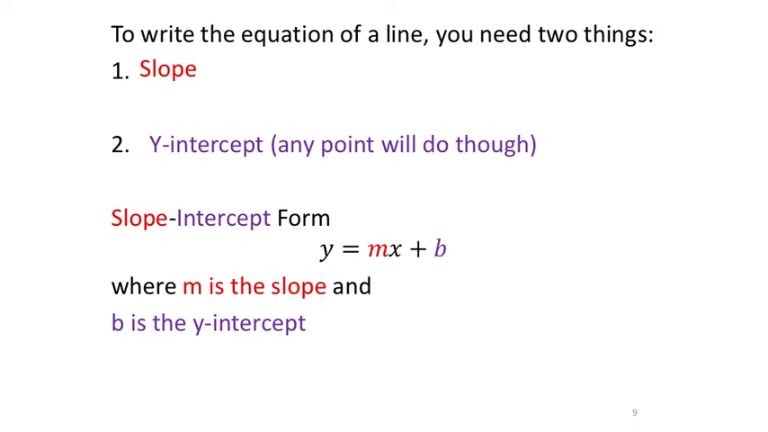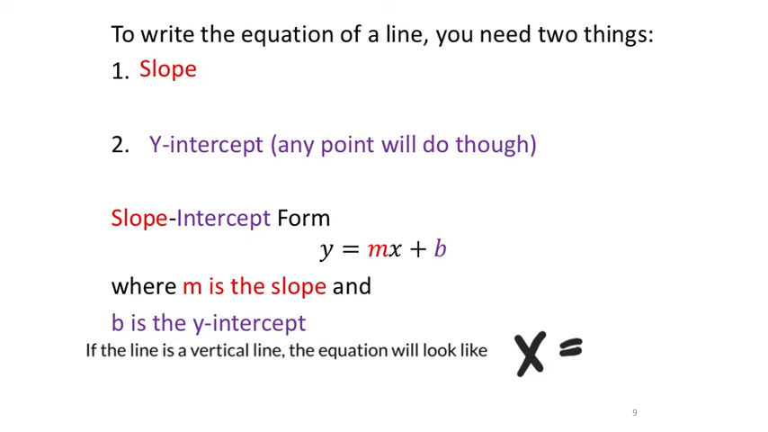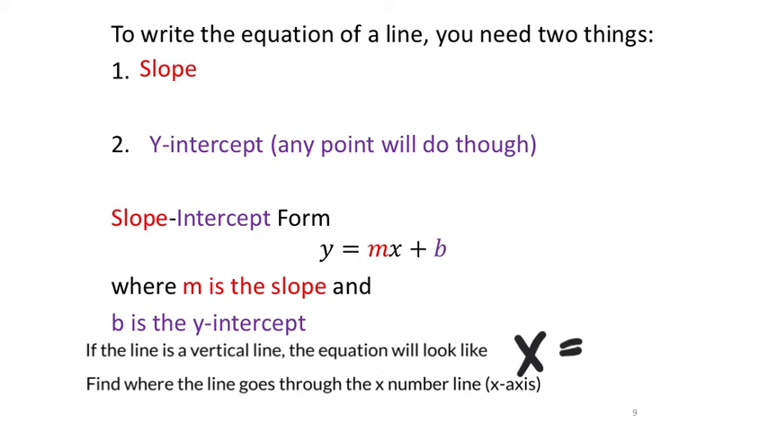So now they're going to say, well, here's a graph, now write the equation. Okay, well, if it's a vertical line, then we're going to end up with some kind of x = equation. Now I'll write this one out. X equals some number. To figure out what that number is, all you have to do is find where the line goes through the x number line, which is the x-axis.